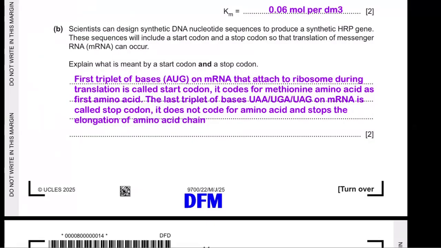The last triplet of bases could be UAA, UGA, UAG, either one of them. We'll mention all three with a slash to say that one of these will be there. On the mRNA it is called the stop codon. It does not code for an amino acid and stops the elongation of the amino acid chain.